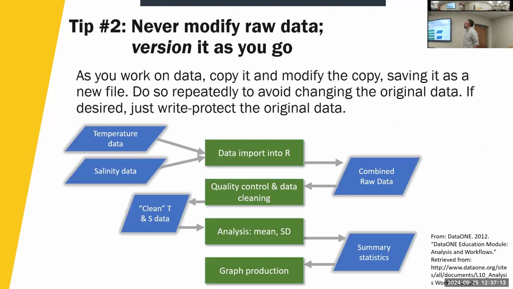All right. Tip number 2, try not to modify raw data as you're working with it. You want to version what you're doing so that you have different stages of your research saved and protected in different places. I have a workflow diagram on the screen here. The idea is that the blue boxes represent data sets, and the green represent different processes that this person is going through.